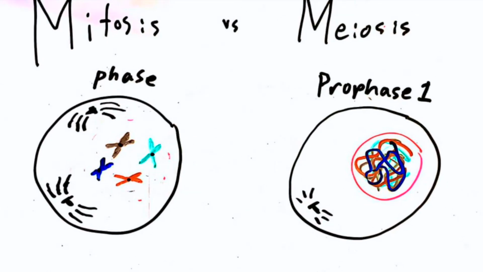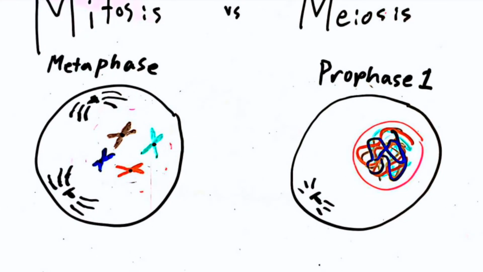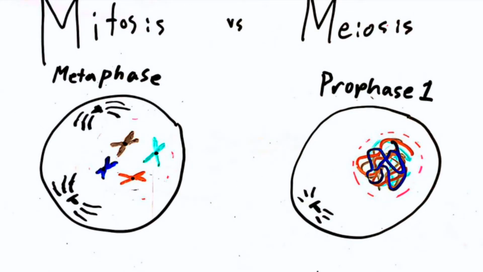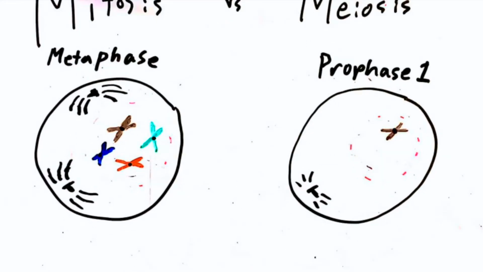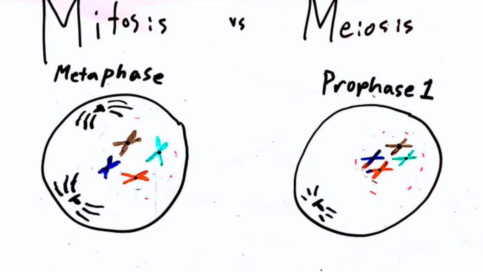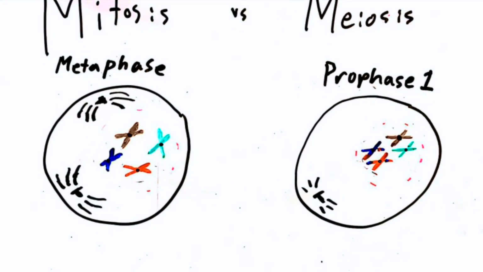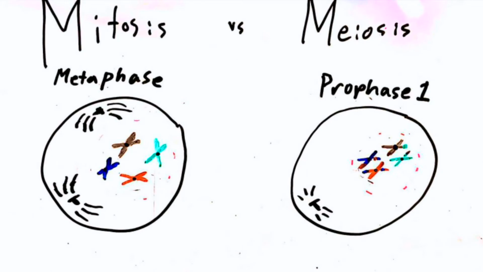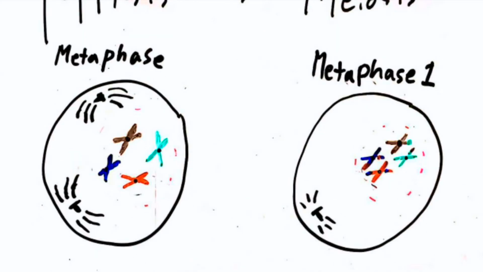Let's look back and see how meiosis compares. Meiosis, which only occurs in germ cells, begins similarly to mitosis. In prophase 1, there's breaking down, condensing, and formation. However, there's an added step where homologous pairs of chromosomes cross over genes, helping to create genetic diversity.